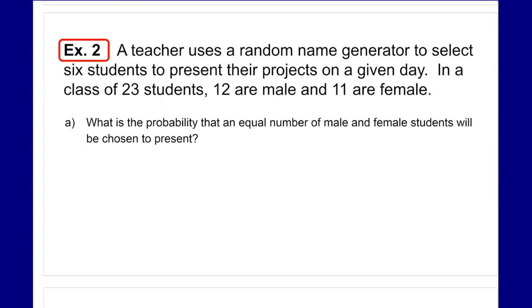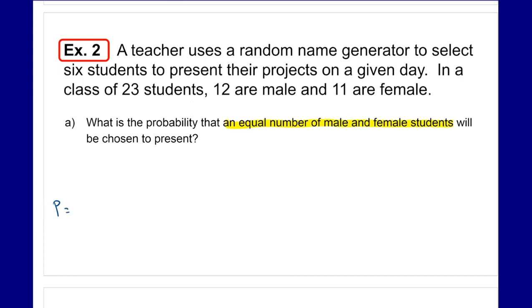Example 2: a teacher uses a random name generator to select 6 students to present their projects on a given day. In a class of 23 students, 12 are male and 11 are female. What is the probability that an equal number of male and female students will be chosen to present? Well, let's go through and take a look. The probability that an equal number of male and female students are chosen, that's key, because that's the successful outcome. That's what we're looking for.